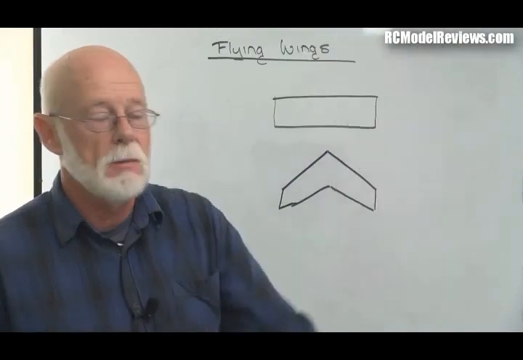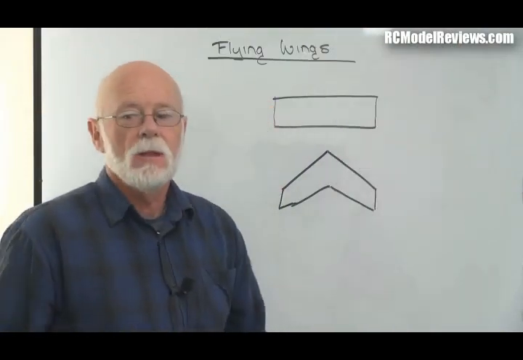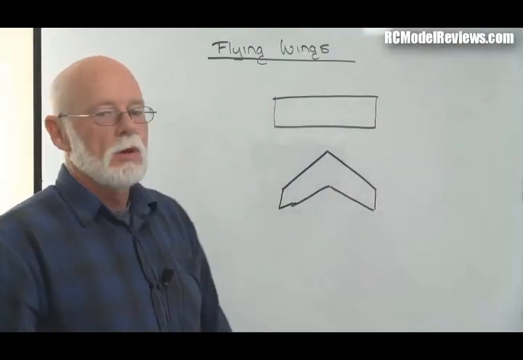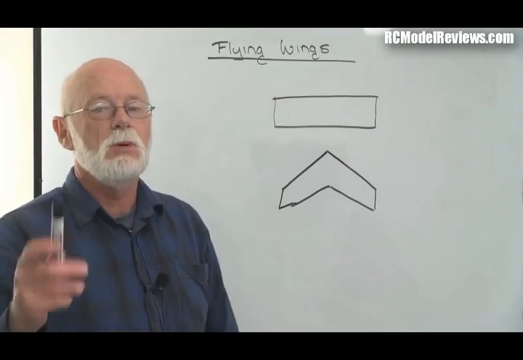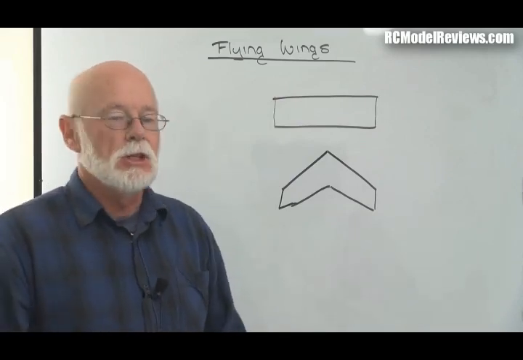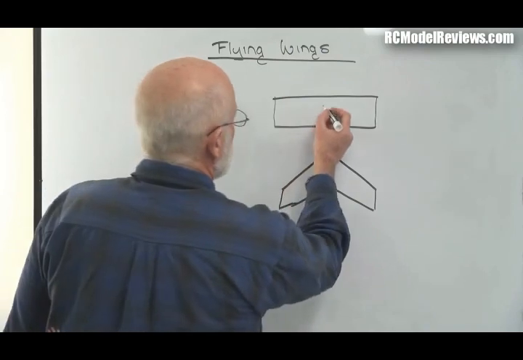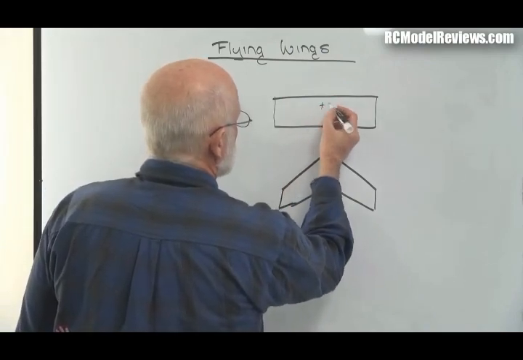So that's not the reason we sweep our wings for models. There are a couple of other reasons, and it's all about levers. As I was saying, the most important reason for sweeping our wing is leverage. Because, as I mentioned before, we have a centre of gravity, right? Let's put the centre of gravity there.